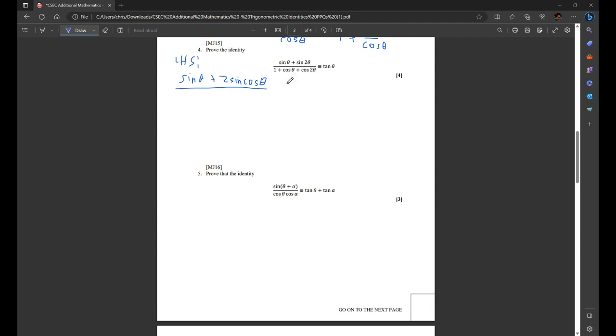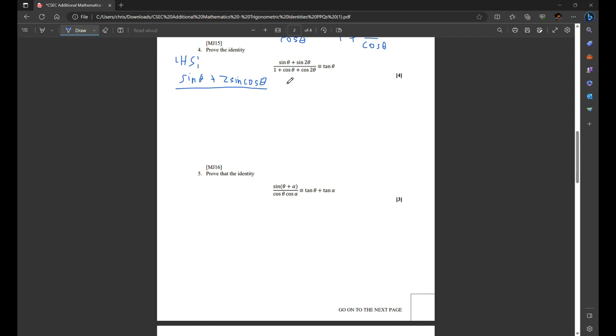So looking at the denominator, I'm going to be careful about what I choose to rewrite the cos 2 theta as, because remember, cos 2 theta actually has 3 different ways of being written. You can rewrite it as cos squared theta minus sine squared theta. You can rewrite it as 2 cos squared theta minus 1. Or you could rewrite it as 1 minus 2 sine theta.